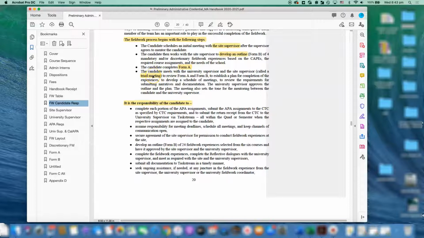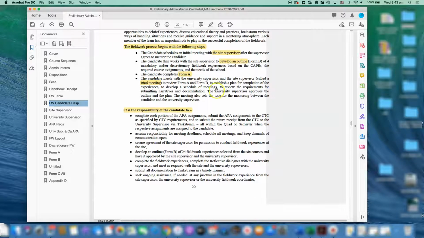And then you initiate and meet with all three of you, your university supervisor, the site supervisor, which is called a triad meeting, to review your Form A and your Form B.